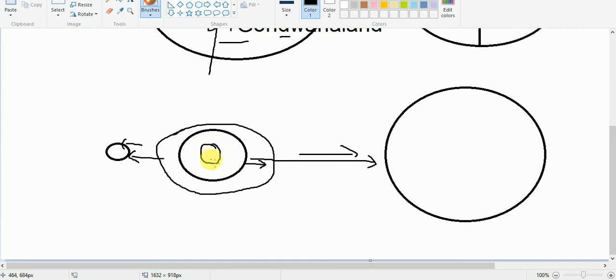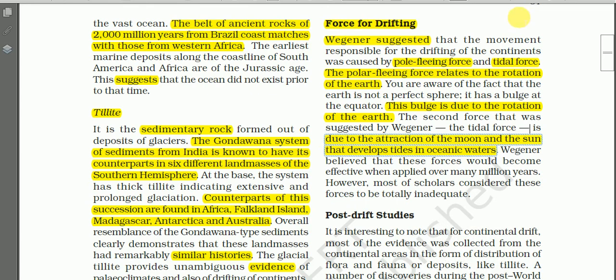So this was the supercontinent, and it was broken into two big continents, Laurasia and Gondwana. In the course of time, it was again broken into many pieces, and thus moved in different directions. And this movement of the continents in different directions was due to this tidal force of the sun and the moon, the gravitational attraction of the moon and the sun.